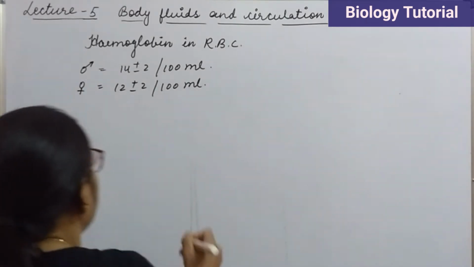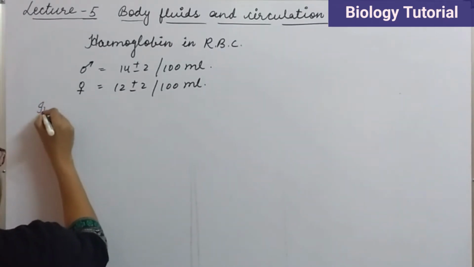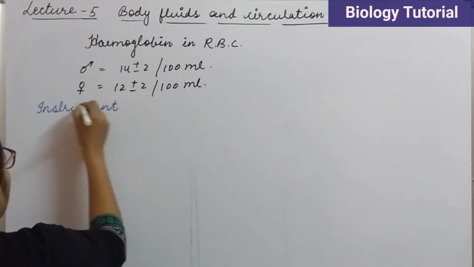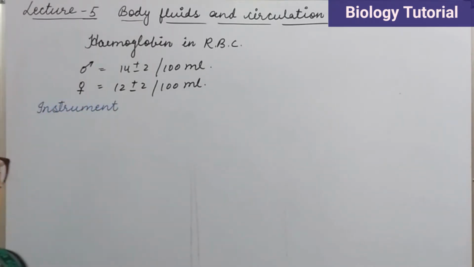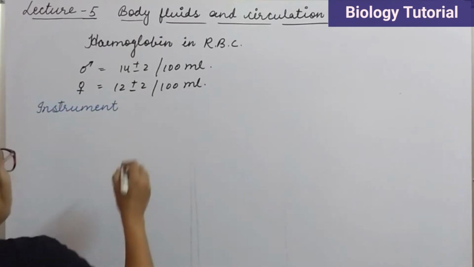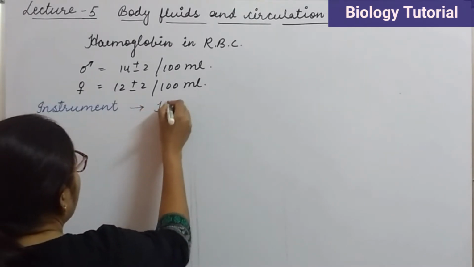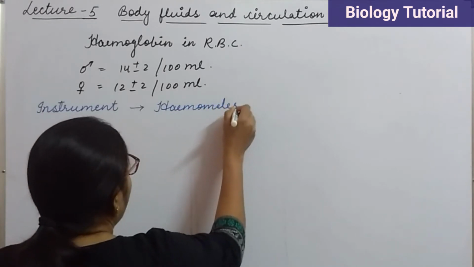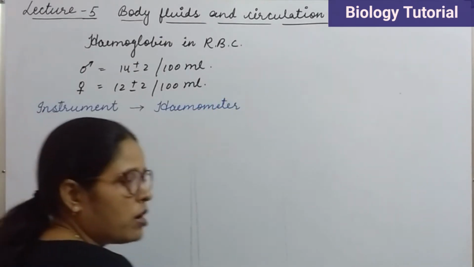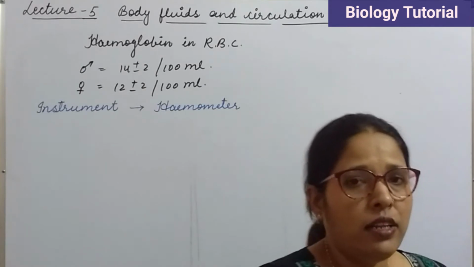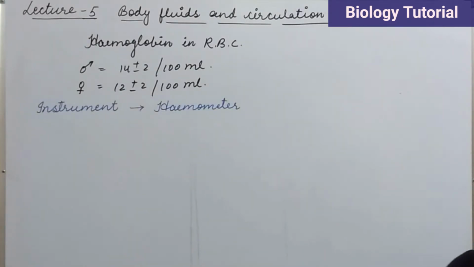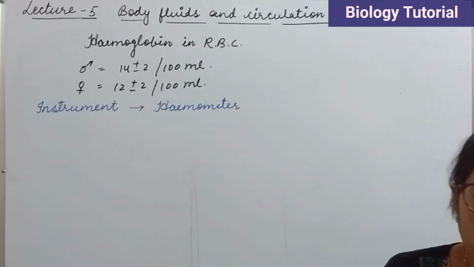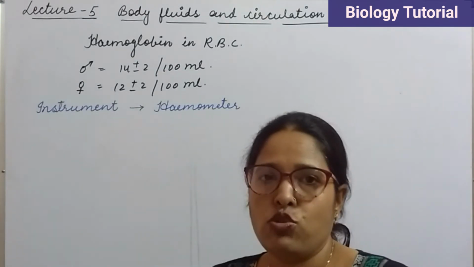Next is the instrument used to measure the percentage of hemoglobin in the blood. The instrument is called a hemometer. The instrument which is used to measure RBC count in blood is the hemocytometer, and the instrument which is used to measure hemoglobin in blood is called a hemometer. So hemometer is the instrument.